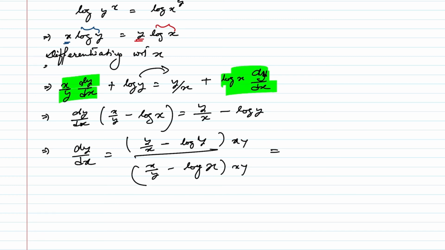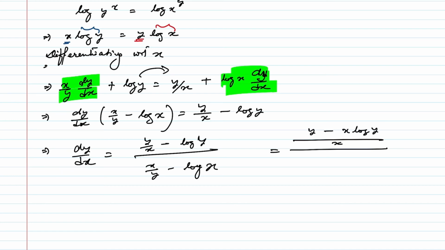So here you will get y square, or you can do one more thing. Instead of multiplying this, what we can do, just take LCM. Here in the numerator x will be the LCM, y minus x log of y, and here at the denominator y will be the LCM, so x minus y log of x. So let me write it clearly.